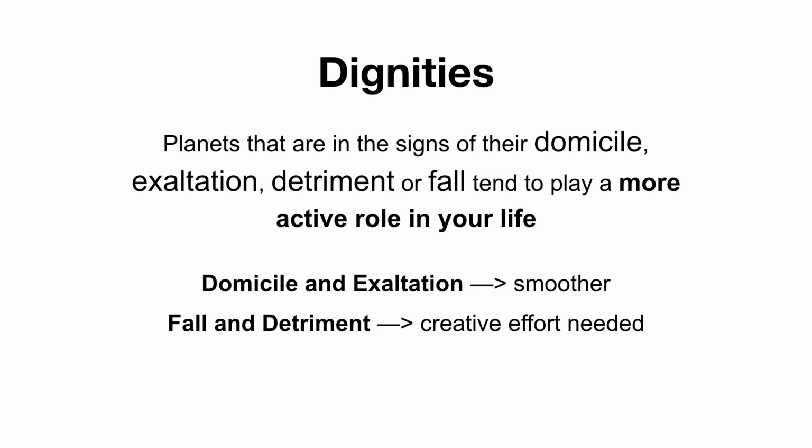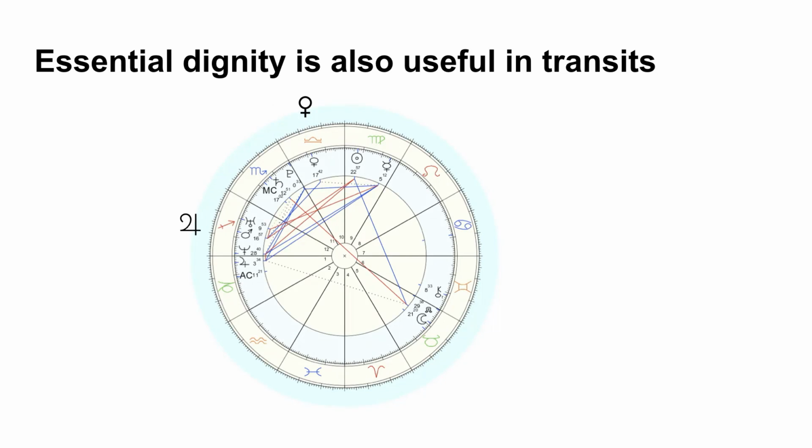If you have one or more planets in domicile or in exaltation, the areas of your life ruled by these planets are usually smoother and more harmonious, if this is, of course, also supported by the aspects. On the other hand, planets in detriment and fall can point to areas of our life where a creative effort is required. Essential dignity is also very useful for transits.